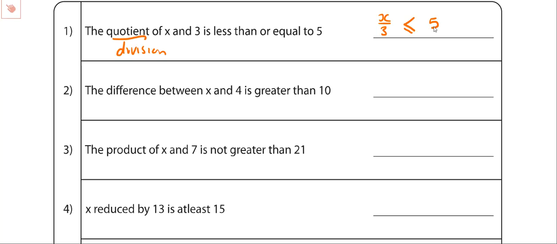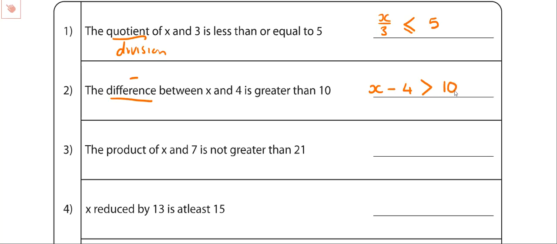Next. The difference between x and 4 is greater than 10. So difference is subtraction. So the difference of x and 4, we would say x subtract 4 is greater than 10. So greater than, you put this one on the larger side, and 10 has to be on the smaller end.